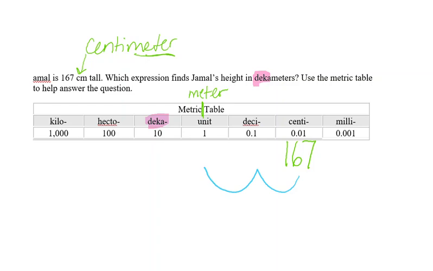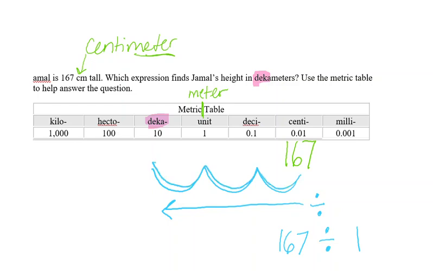We are moving to the left. Left means my number is getting smaller. When you move a decimal point to the left, you're making your numbers smaller, which means I'm dividing. So I'm starting with 167 and I'm dividing by, how many times am I moving? 1, 2, 3. So I'm dividing by 1,000, 3 zeros. So 167 divided by 1,000.